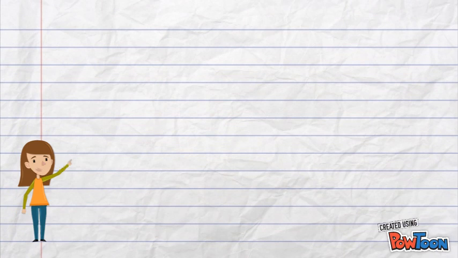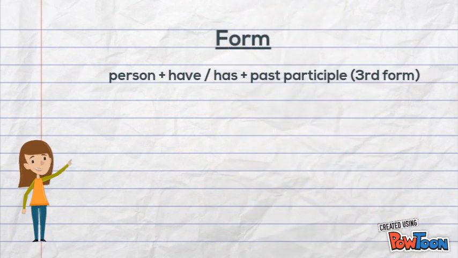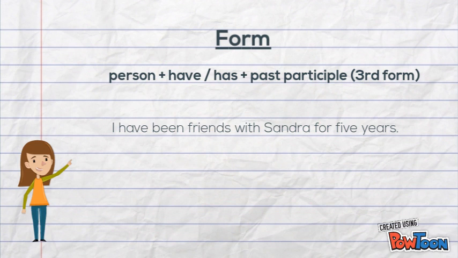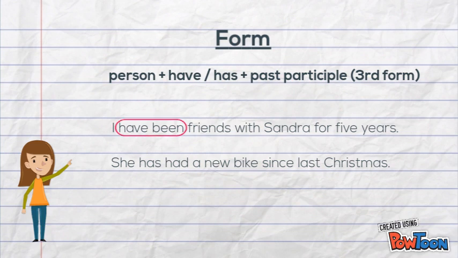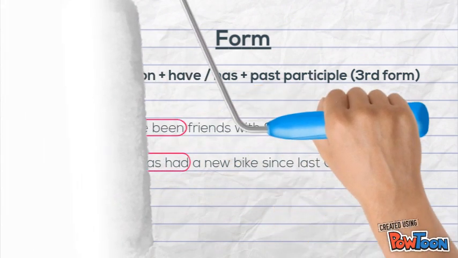To sum it up, you form the present perfect by using person plus have or has plus the past participle. The two examples are I have been friends with Sandra for 5 years and she has had a new bike since last Christmas. Have been and has had are the present perfect.